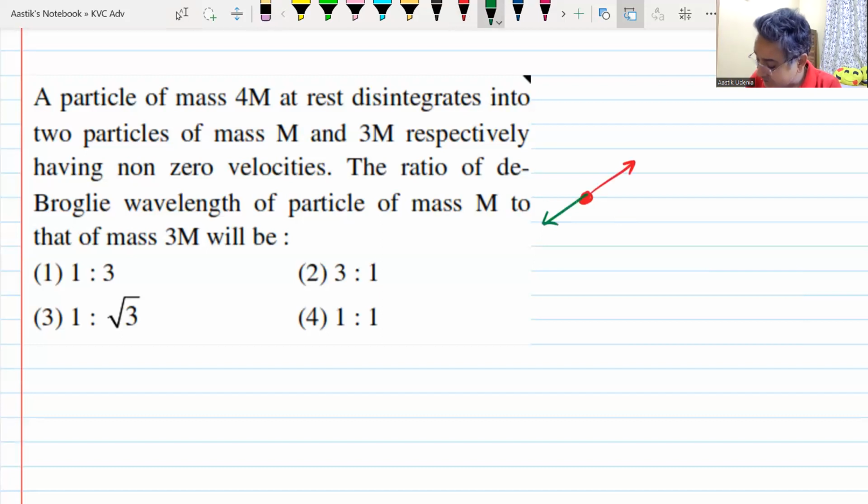Momentum is the same. The de Broglie wavelength lambda, and I guess that since it is two days old, you would have forgotten what it was. De Broglie wavelength lambda was h by p. The momentum of these two bodies is the same, and therefore the answer is 1:1. I will not say much because I think you have forgotten it, as expected.